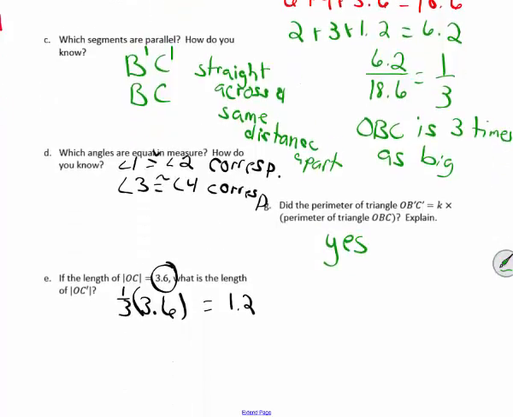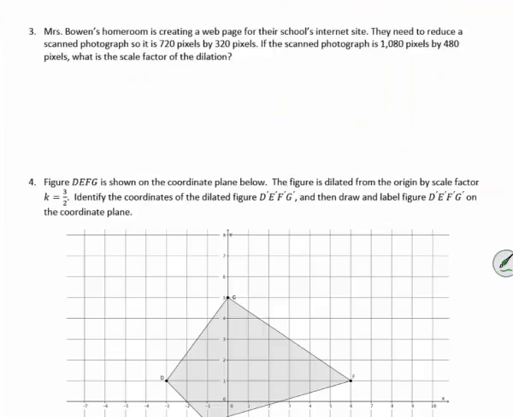Okay, so just trying to get into a little bit more detail. Is there another page? Yep, okay. Mrs. Bowen's homeroom is creating a web page for their school's internet site. They need to reduce a scanned photograph, so it is 720 pixels by 320. They tell us what it is. What is the scale factor of the dilation?